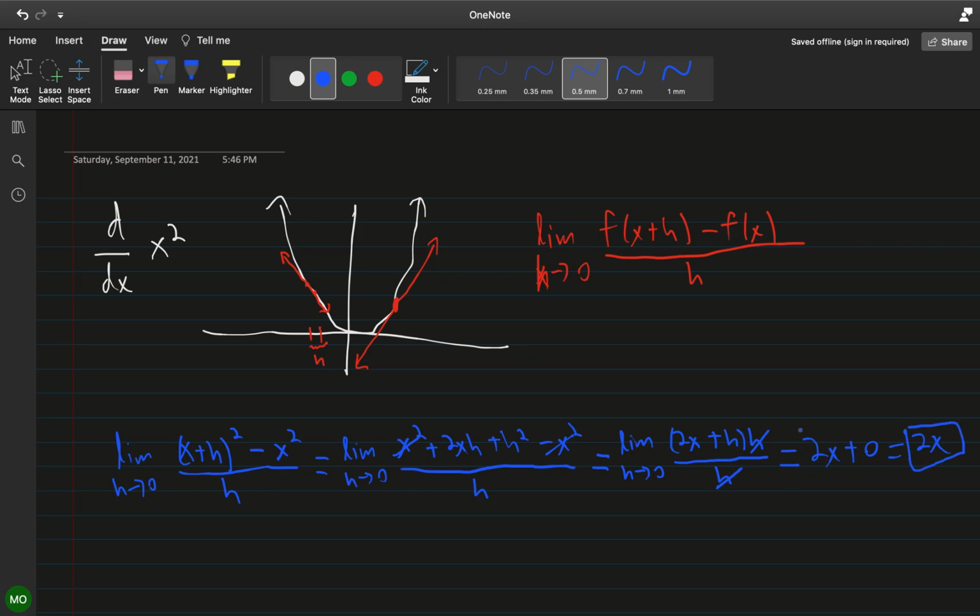Now note, I could drop the limit here because I'm actually evaluating the limit. So I'm plugging in for h. And so now we get our value of 2x.